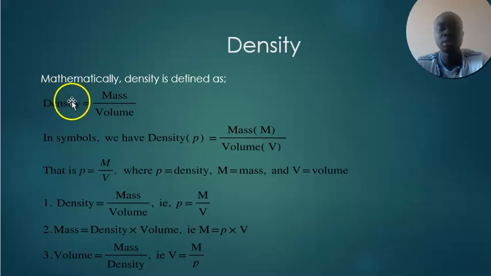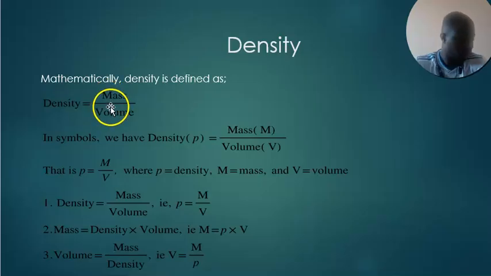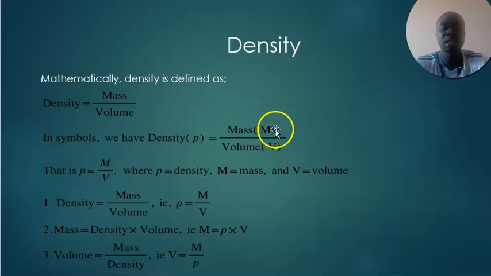Now, let's look at density. Density is equal to mass over volume. So if density is equal to mass over volume, the mass is capital M over V, where the volume is V. Now density is represented by this slanted p, which is rho. So rho is equal to M over V.